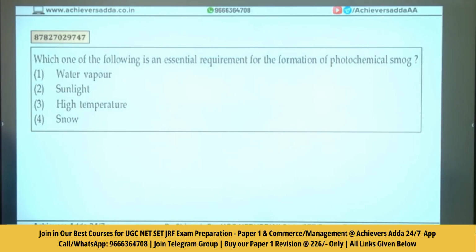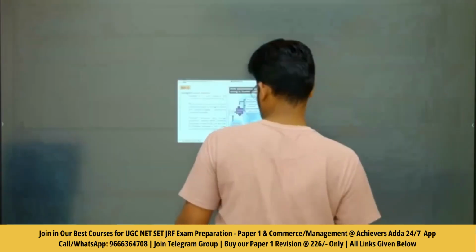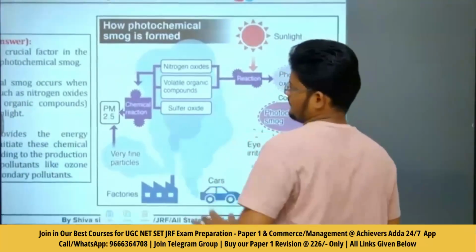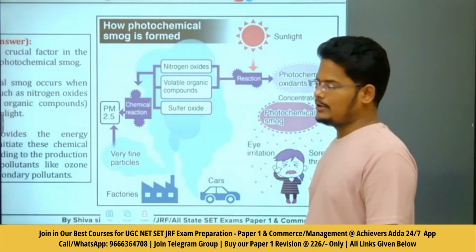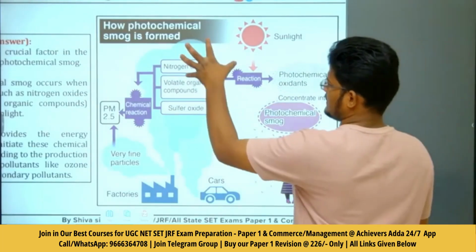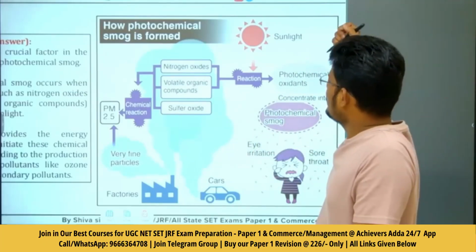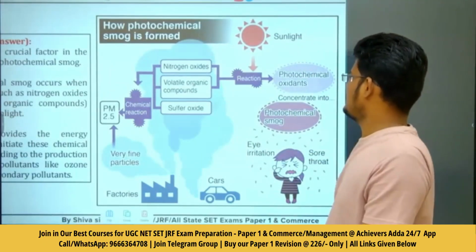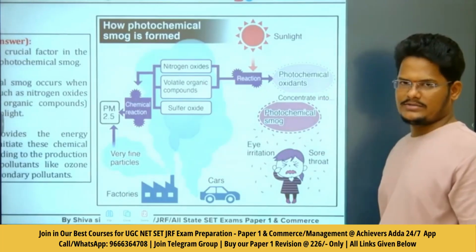Which one of the following is an essential requirement for photochemical smog formation? Again, photochemical smog has arrived. It should be sunlight, answer option B. How will the PCB be formed? You can see nitrogen oxides, volatile organic compounds or sulfur oxides: N2O, S2O, VOCs. Even PM2.5, very small particles, will be there, no? When they are reacting in the sunlight, this will be forming the photochemical smog.